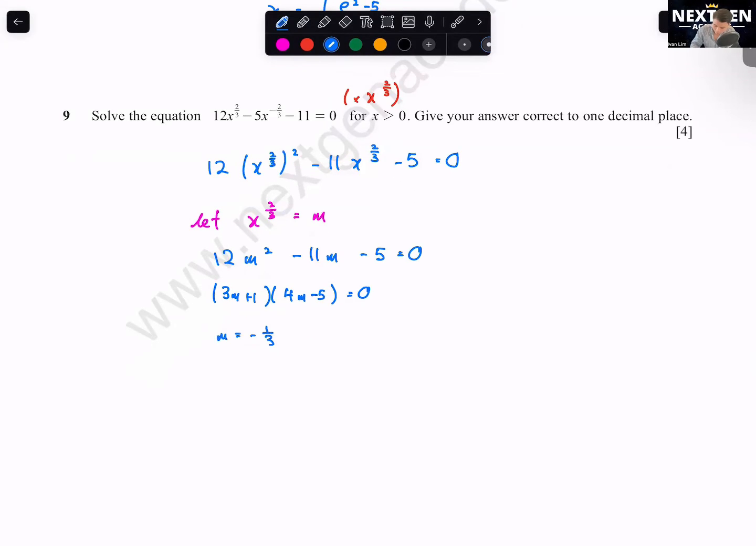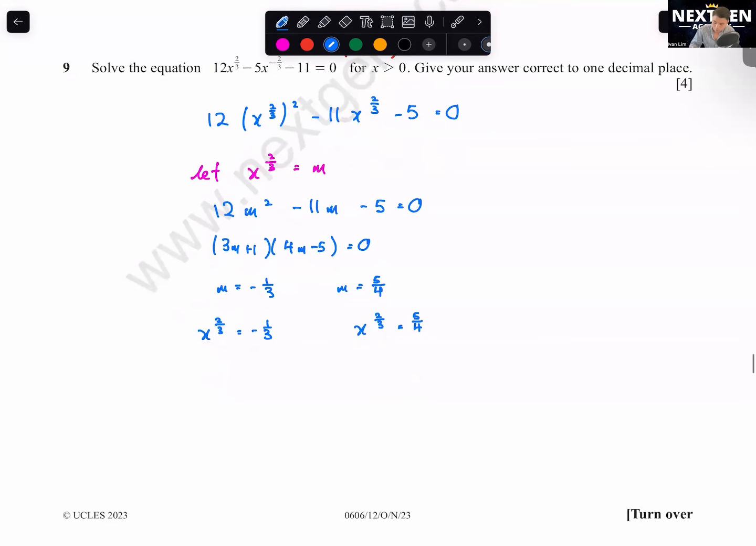M is equals to negative 1 over 3. M is equals to 5 over 4. Okay, change it back. X to the power of 2 over 3 equals to negative 1 over 3. X to the power of 2 over 3 equals to 5 over 4. Okay, if you go ahead and do this one, you won't get an answer. They have math error, so you have to reject it because you can't square root a negative. Here, 5 over 4 power 3 over 2, x is equals to 1.4.